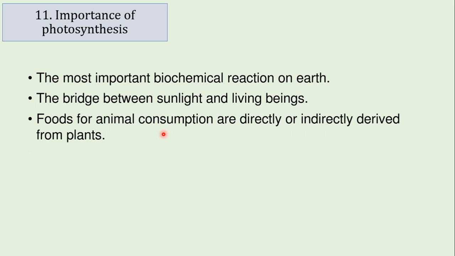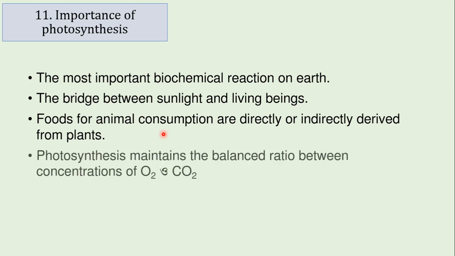So if there was no photosynthesis, the plants would not be able to produce food. Photosynthesis maintains the balanced ratio between the concentrations of oxygen and carbon dioxide. We know the concentration of oxygen in the atmosphere is about 21% or 22%, and the concentration of carbon dioxide is about 300 ppm. So photosynthesis increases the amount of oxygen and decreases the amount of carbon dioxide in the atmosphere.